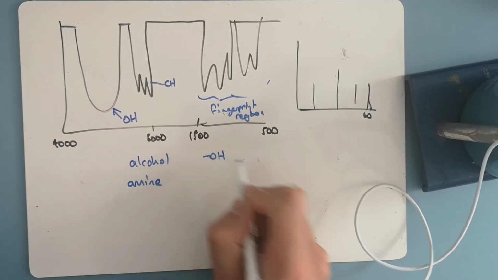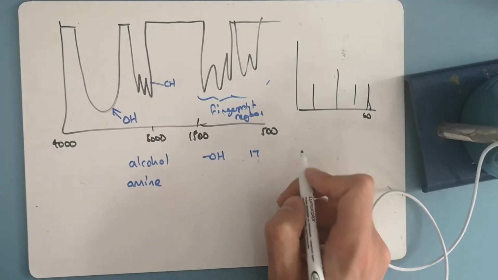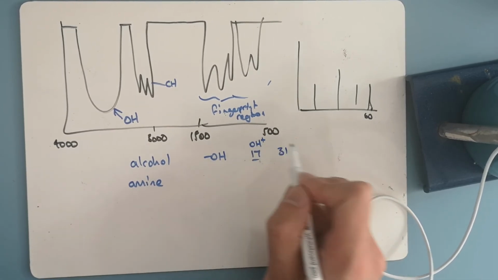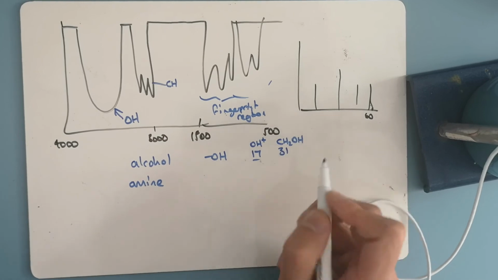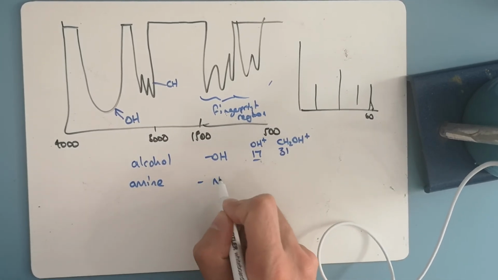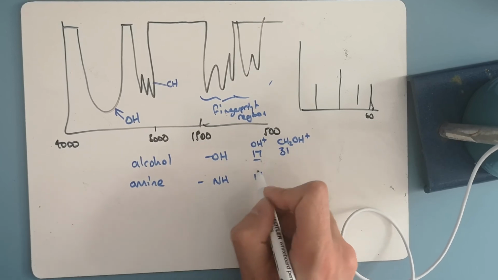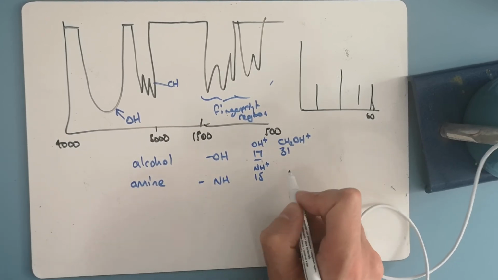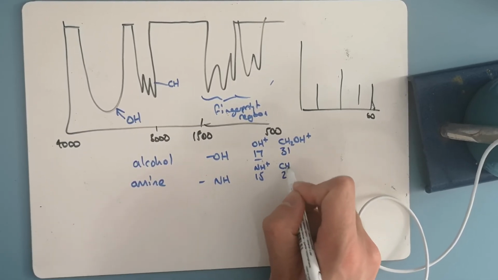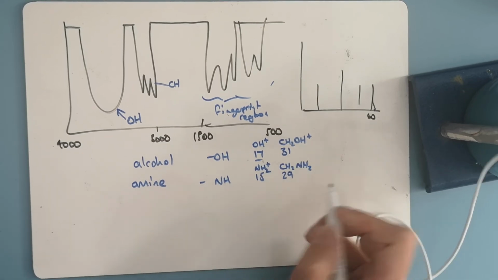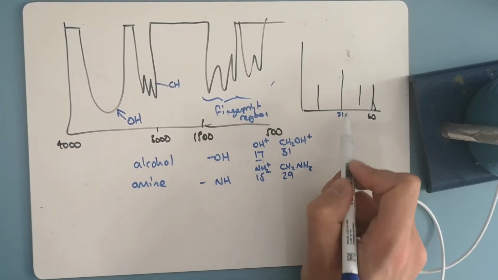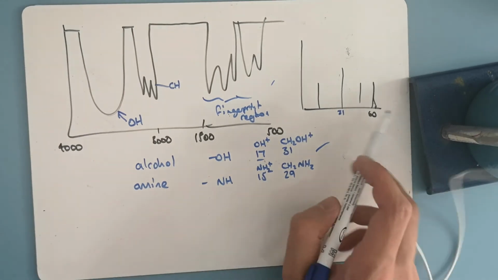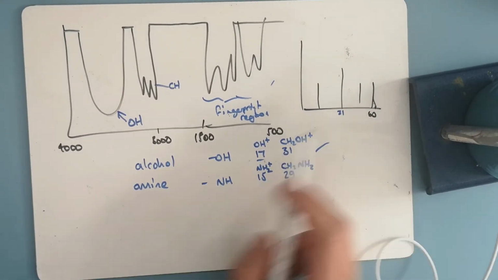So if we had an alcohol, we'd expect peaks at 17, probably one at 31. And that is, we've got the OH peak, and this is the CH2OH peak. Now if we've got an amine, we expect a peak at 15. Now that's a tricky one because CH3+ is also at 15, but you'd expect one at 29 from the CH2NH2. So we can look at this and go, well, early on we saw that this was 31, so this is an alcohol. And then we need to identify what alcohol has a molecular mass of 60.